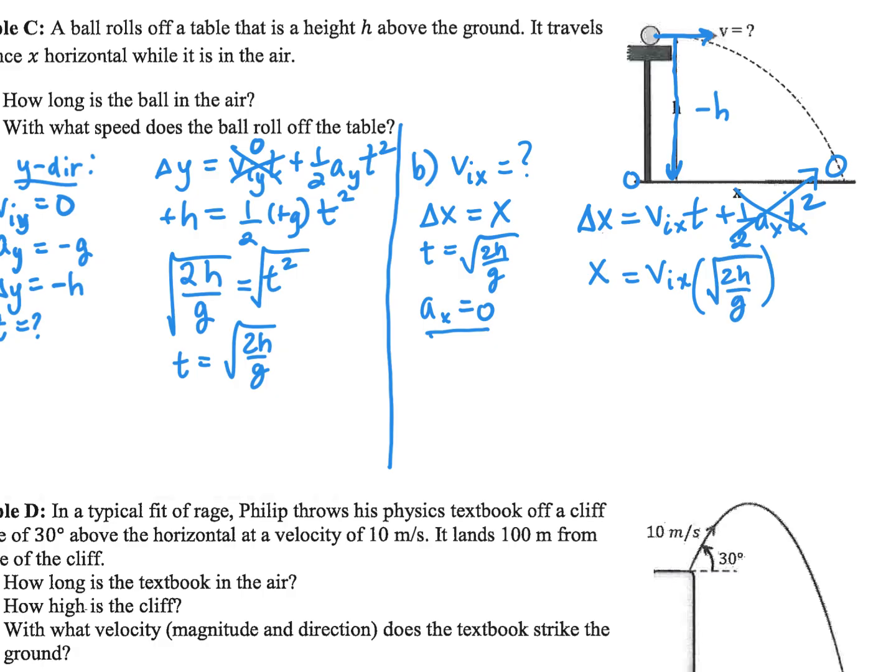So now all we have to do is what? Flip it over. So v initial in the x direction is going to be x times square root of g over 2h. If you're dividing by a fraction, you're just multiplying by its reciprocal. Still stays a square root, doesn't it? All right.